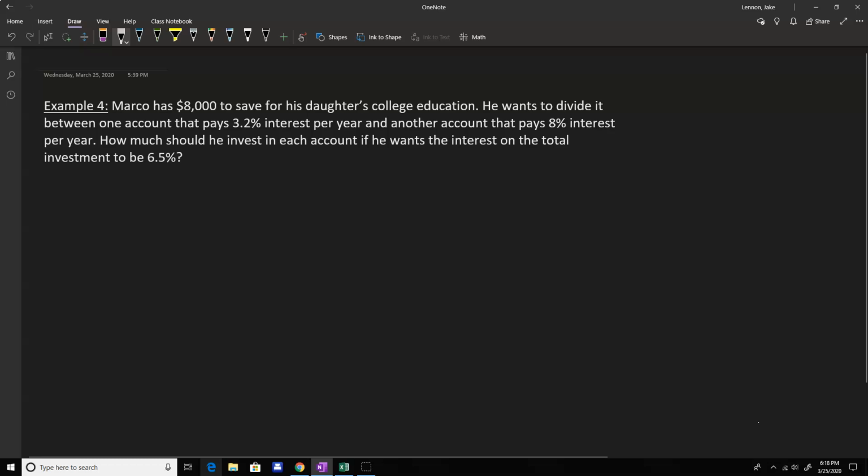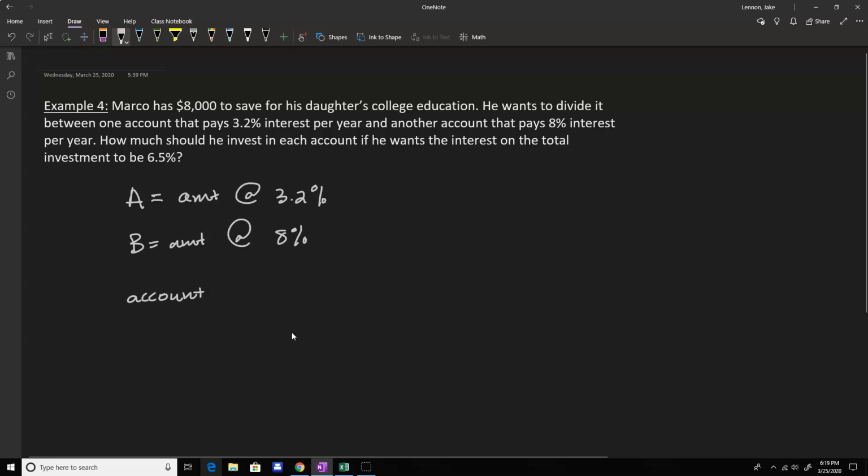This one is a little bit different because they're not telling you the amount of dollars. They're telling you the anticipated interest rate earnings that we're trying to figure out here. But I think the same type of thing is going to work. So let's say A, the same setup at least. A is the amount invested at 3.2%, B is the amount invested at 8%, and again, the combined interest rate should be 6.5%.